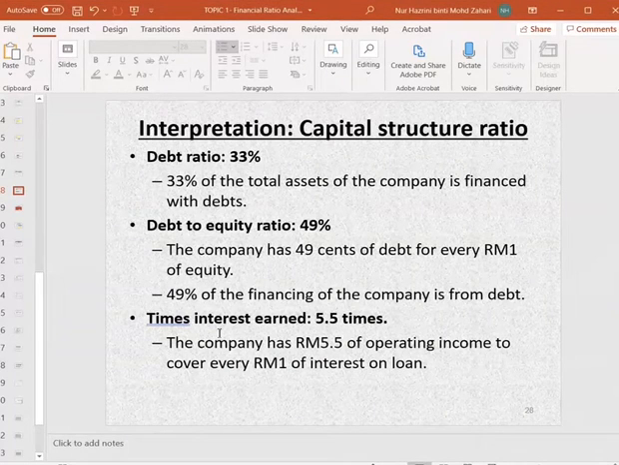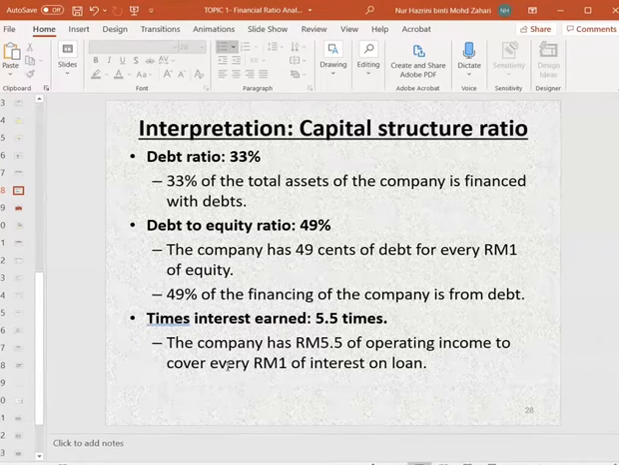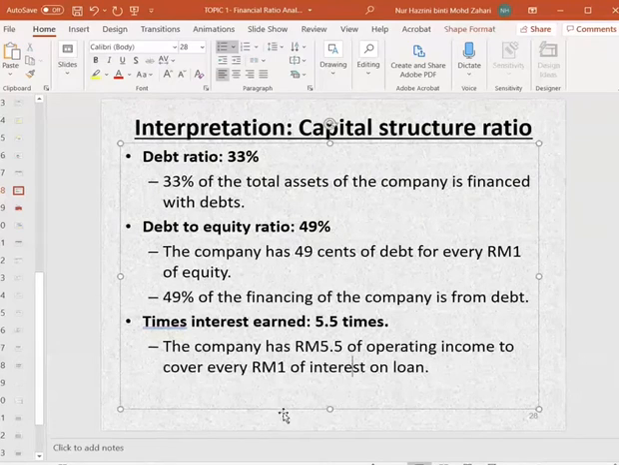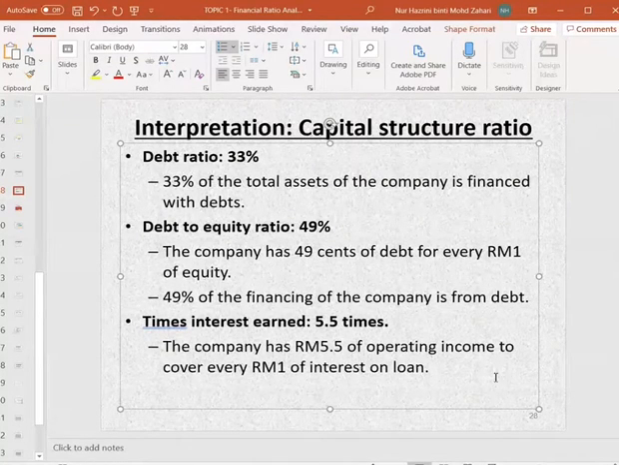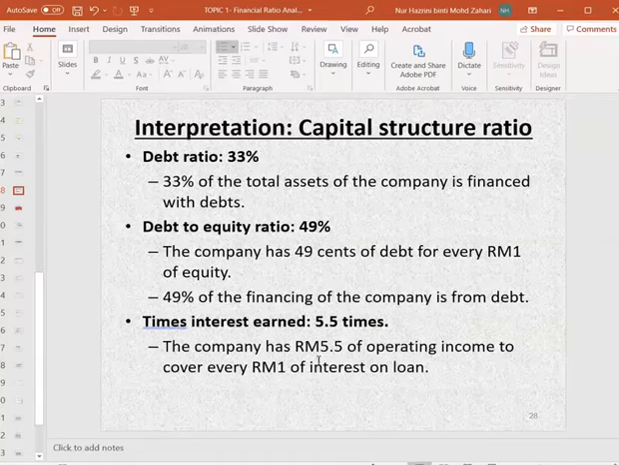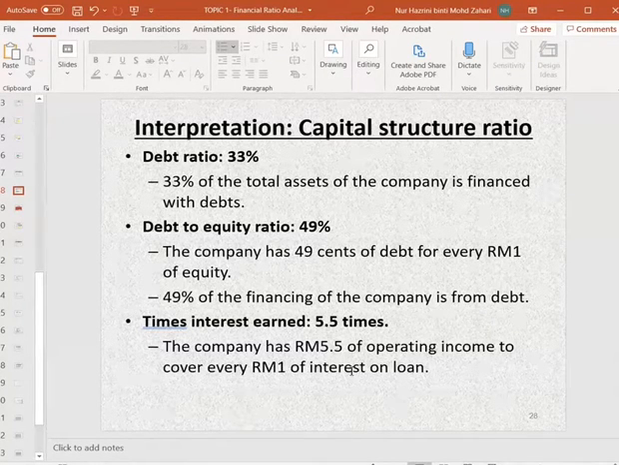Okay, so next one, for the times interest earned, 5.5 times means the company has 5 ringgit and 50 cents of operating income to cover every 1 ringgit of interest on loan. So this one is good lah. If you get the ratio of 1:1, it should be okay, but it's not really good lah, because you still have to generate the net profit. So for times interest earned, the higher the better. But if it's more than 2, it should be okay.